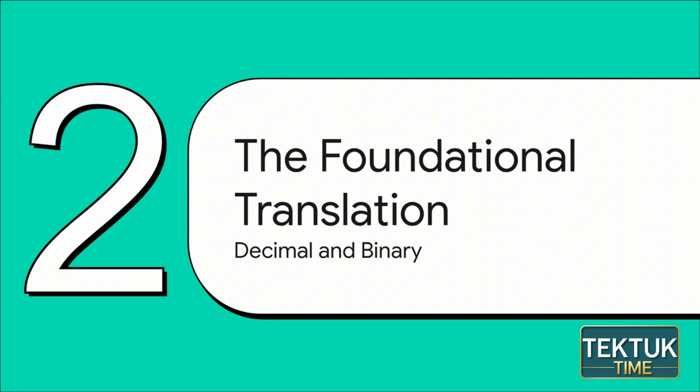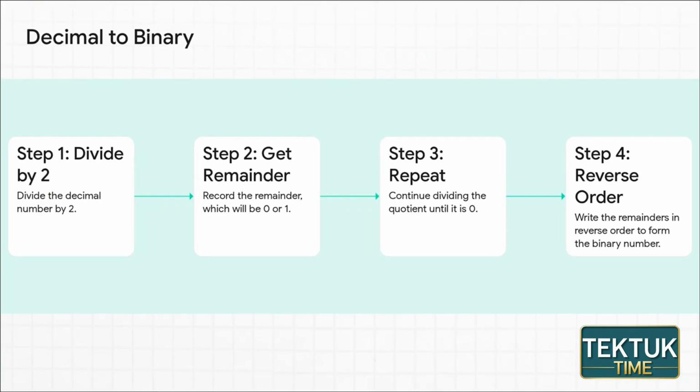Okay, so let's get into how this translation actually works. We're going to look at the direct, step-by-step way to go from our base 10 language to the computer's base 2. This is really the nuts and bolts of it all. So to go from our language to the computer's, we use something called the division method. It's actually pretty straightforward. You just take your number, let's say 37, and you divide it by 2.